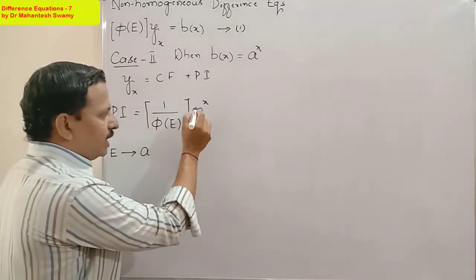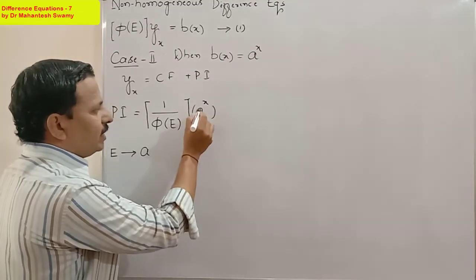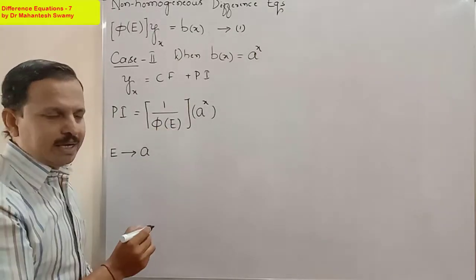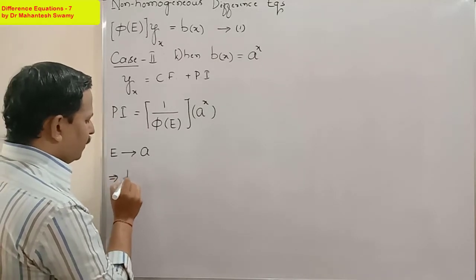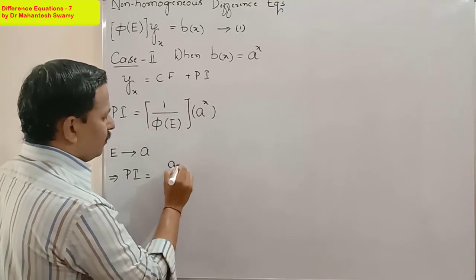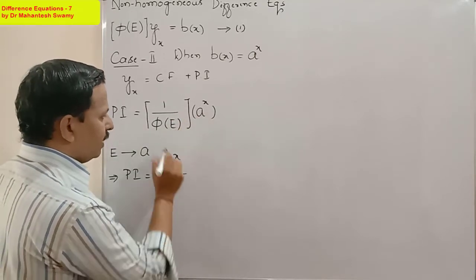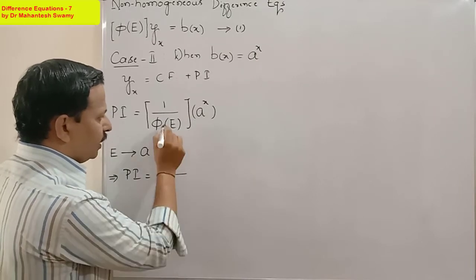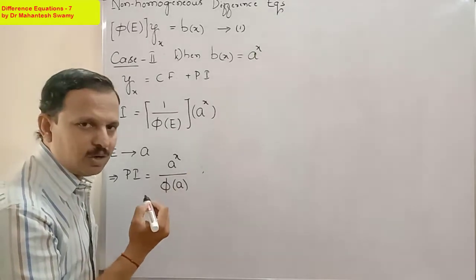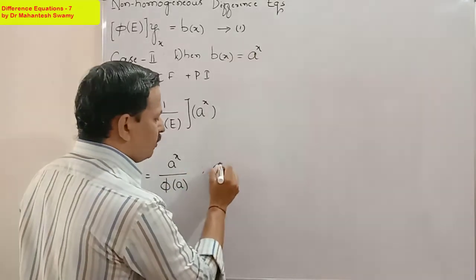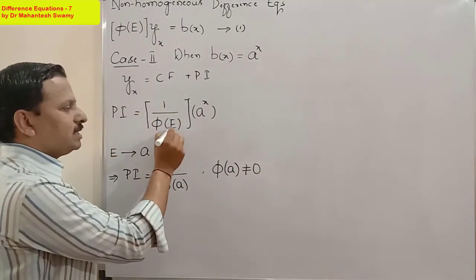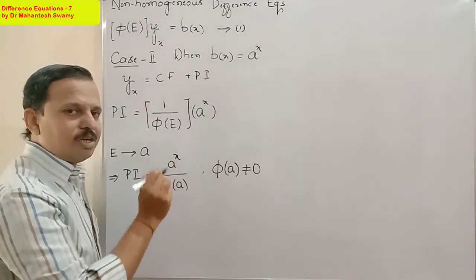So what is the base here? That is a, and that base is to be substituted in the place of E in the denominator. So that gives us the particular integral equal to 1 into a to the power x, with a to the power x remaining as it is, divided by whatever function of E is there, which becomes a function of a now. And we have to look at one important thing, that this denominator is not becoming 0. That is, the denominator should not be 0 when we replace E by a. That observation we have to make.